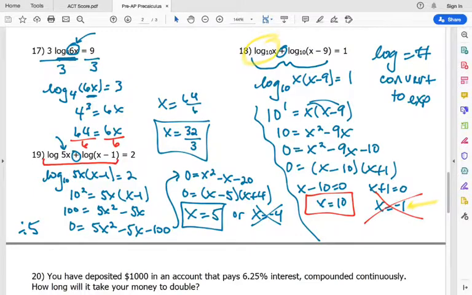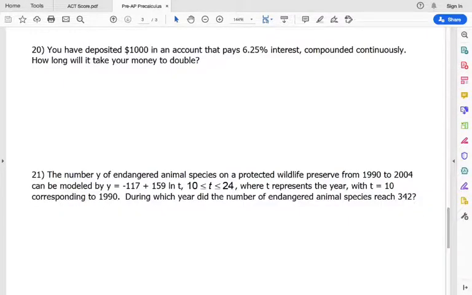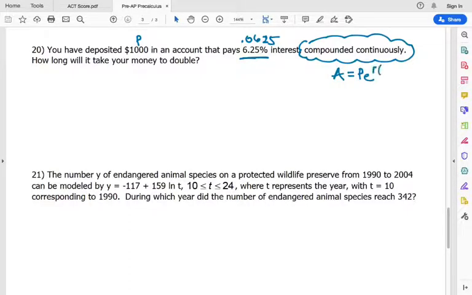All right, let's do some more. Okay, on number 20, we've got some word problems here. You have deposited $1,000 in an account, so that's your principal. That's what you're going to be depositing. And it's into an account that pays 6.25% interest, so we would write that as 0.0625. And that's our rate. It's compounded continuously. When you see that, you should be thinking, to get the amount, I'm taking my principal and I'm using the PERT equation. So we're going to be using that equation.